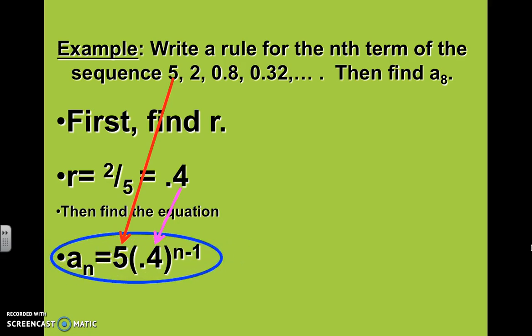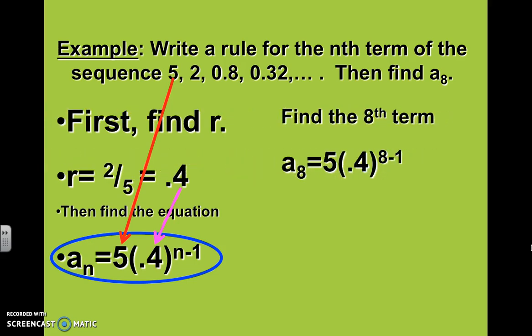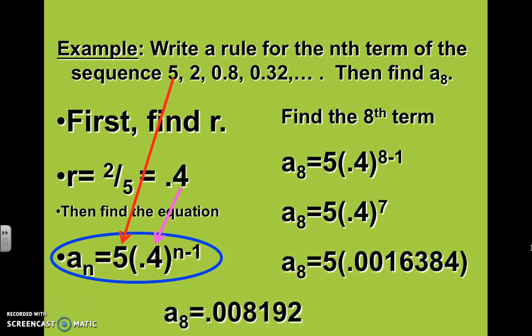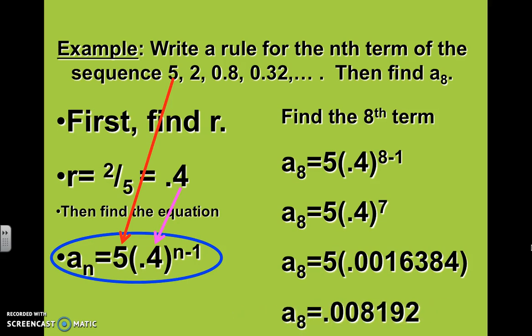There is your equation. Now we're going to use this equation to find a sub 8. So we just have to plug in 8. Find the 8th term, plug in 8. So a sub 8 is 5 times 0.4 to the 8 minus 1. 8 minus 1 is 7. And when you type this into your calculator, you're going to get an answer of 0.008192. A very small number, but you can see from the pattern that the numbers are getting small very quickly, so we would expect our answer to be quite a small number.